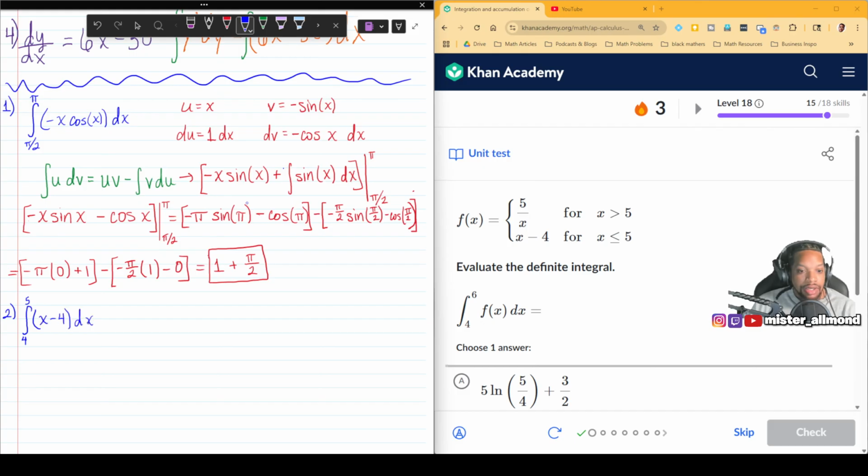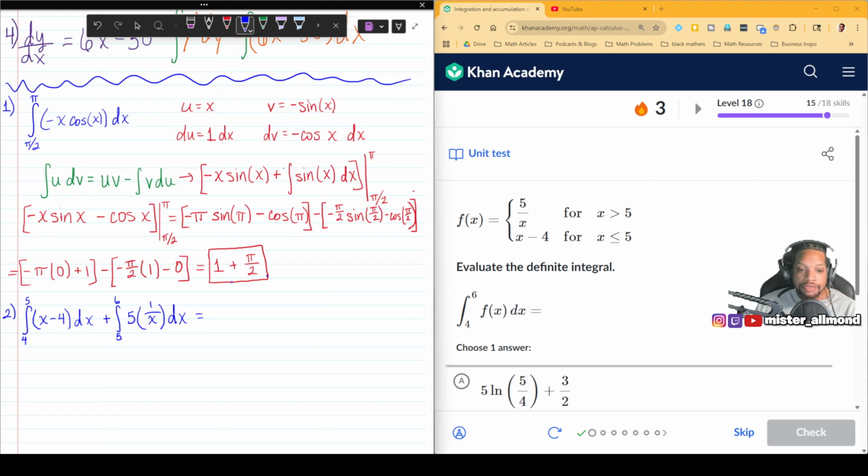dx. And then to that, I'm going to add the rest of the region, which is from 5 to 6. And then again, in the piecewise function, if x is between 5 and 6, then obviously it's greater than 5. So the function that we're going to integrate there would just be 5 over x, but I'm going to write it like this just to make the integration a little bit easier for me. So that's what I'm looking like.